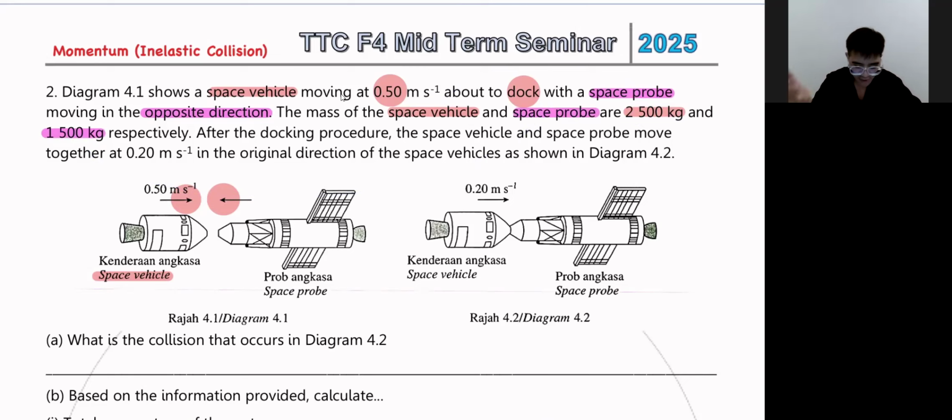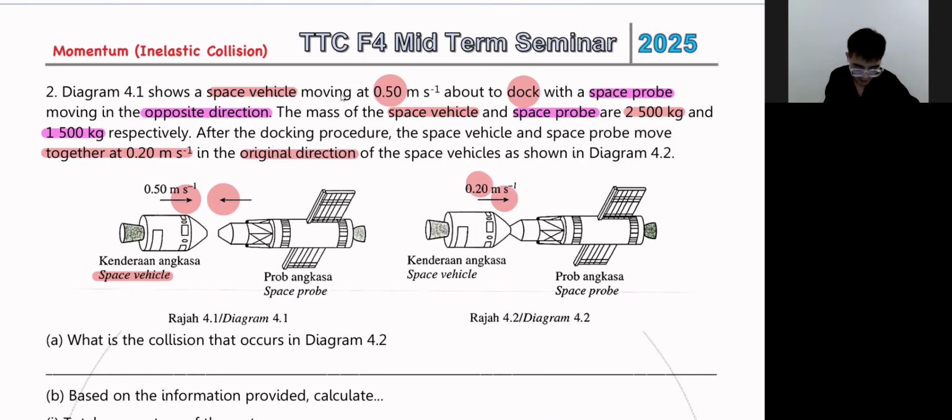Then the question tells you that after the docking procedure, meaning after they connect, the space vehicle and the space probe move together at 0.2 meters per second. The question also tells you that the direction of the 0.2 meters per second is the same as how the space vehicle moved at first. So you can see the arrow going to the right, the same direction as the space vehicle's original direction. The space vehicle was moving to the right at first, so after they connect, they also move together to the right.